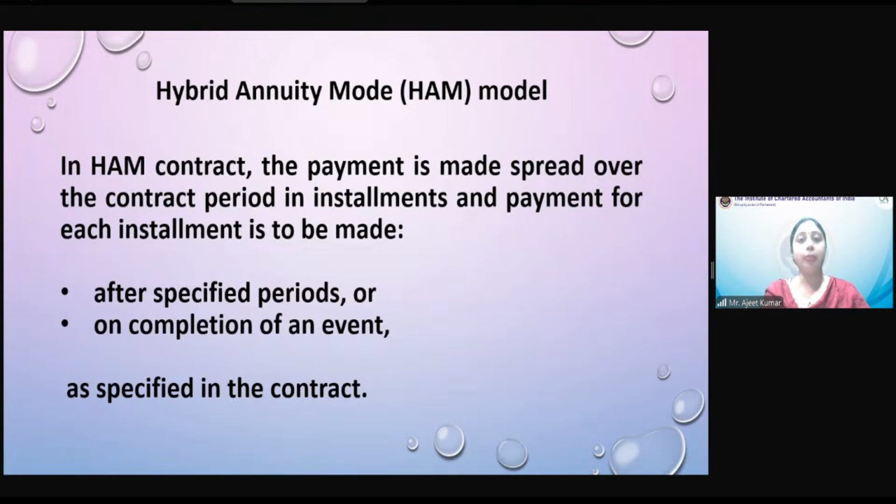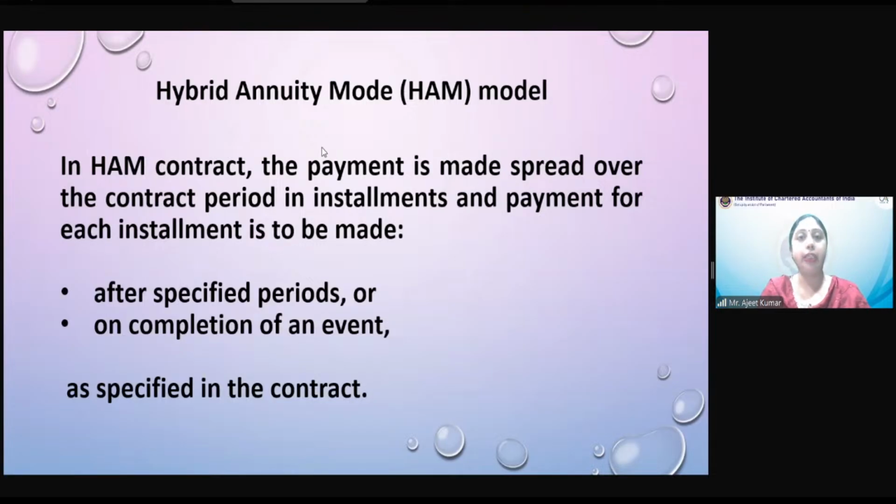Now, when this installment will be due, this installment will be due either after a specified period or after completion of a milestone event, as mentioned in the contract, whatever is mentioned in the contract. So if it is mentioned that it will be due after a specified period, then the payment will be made after that specified period. Or if it is mentioned on completion of an event, then payment will be made on completion of an event.